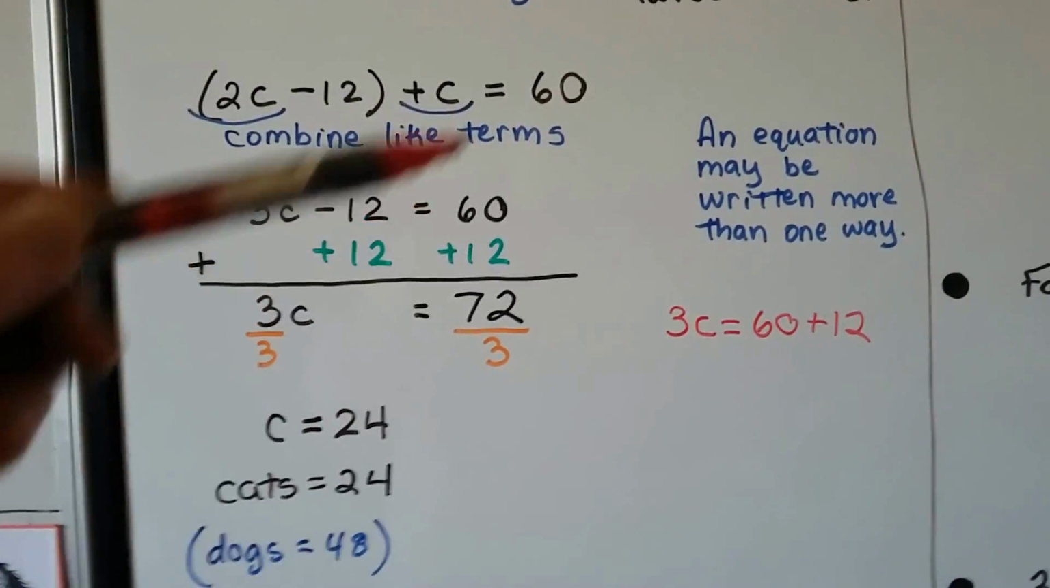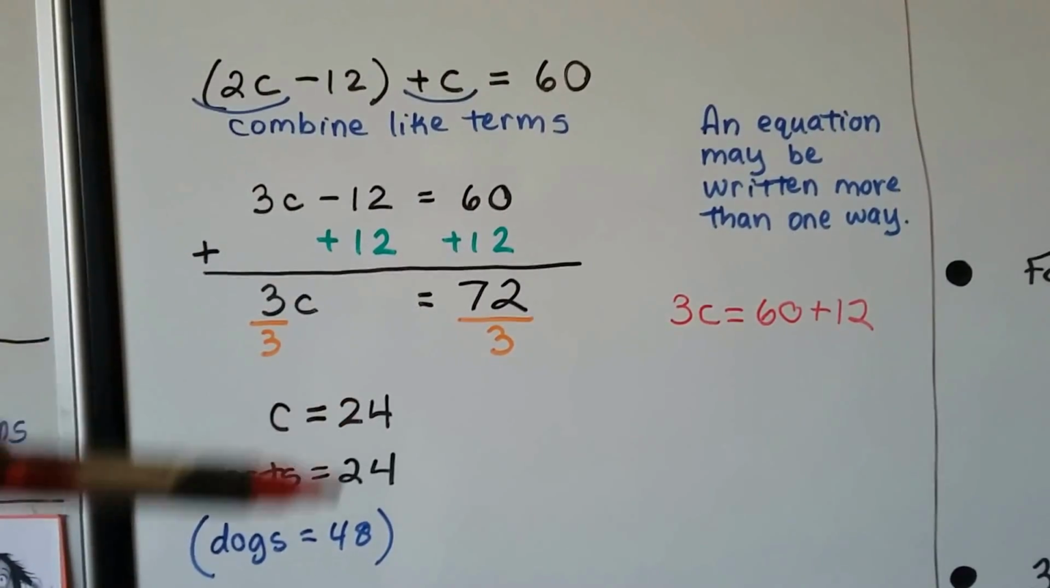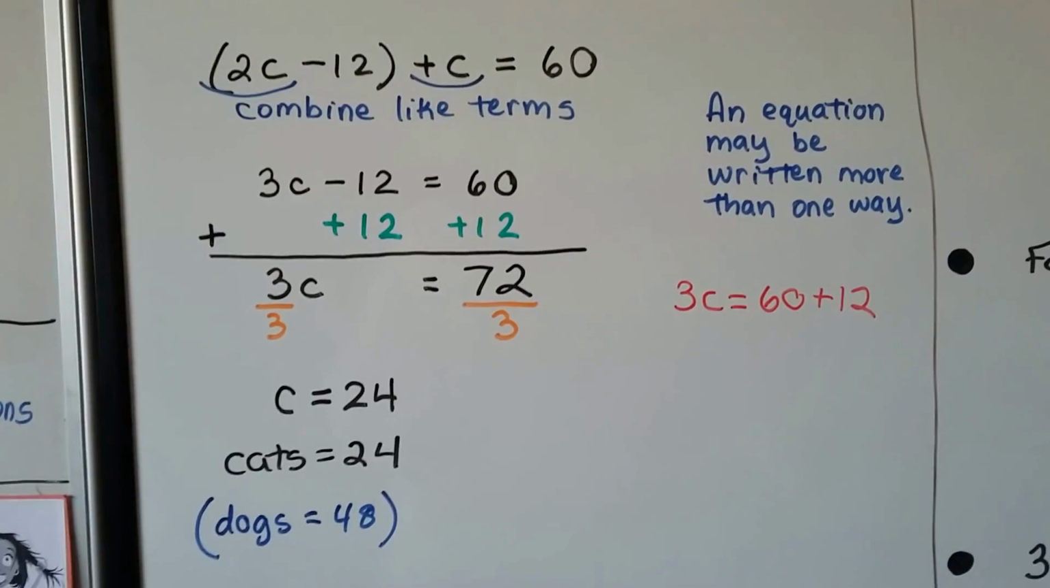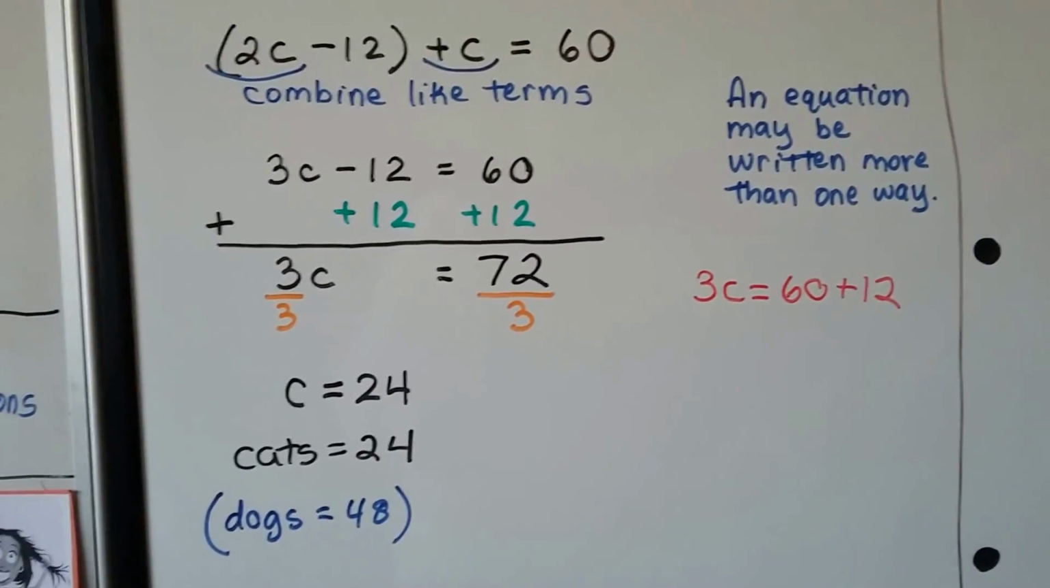And if there's a total of 60 and 24 cats, we can figure out how many dogs there are, can't we? Just by doing some subtraction.